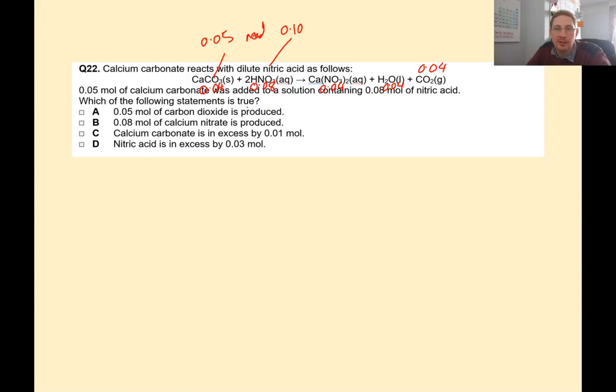0.05 moles of carbon dioxide is produced. No, because not all the calcium carbonate reacts. 0.8 mole of calcium nitrate is produced. No, it's not. Calcium carbonate is in excess by 0.01 mole. That is true. Nitric acid is in excess by 0.03 moles. No, nitric acid is the limiting reagent. So it's that calcium carbonate is in excess by 0.01 moles.